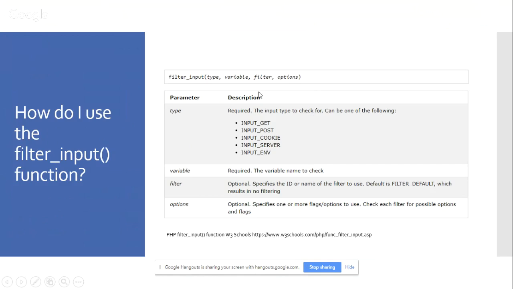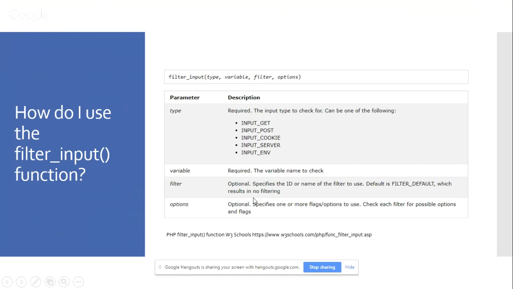As I was saying before, when we talk about an external variable, which would be the variable here, the input type is how we get that external variable. And we also talked about a filter and options. Now, the type and variable are parameters that are required, meaning that we must have them in order for the function to work, but the filter and the options are not required.